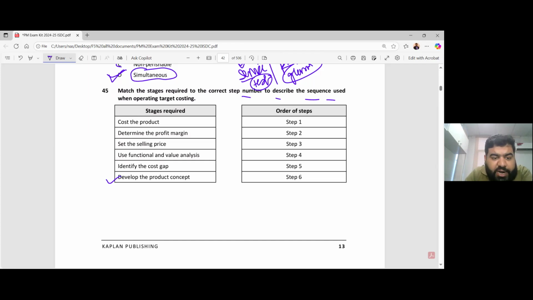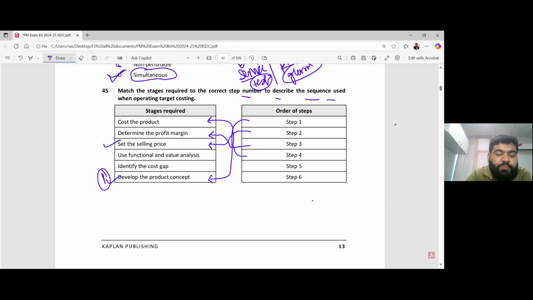Second step, you set the selling price first. You will not calculate the cost of the product first. Step one is the product concept, step two is set the selling price, not the cost. In target costing, you calculate cost at the end, as selling price minus the desired profit margin. Step three, we determine the profit. Then step four, calculate the cost.